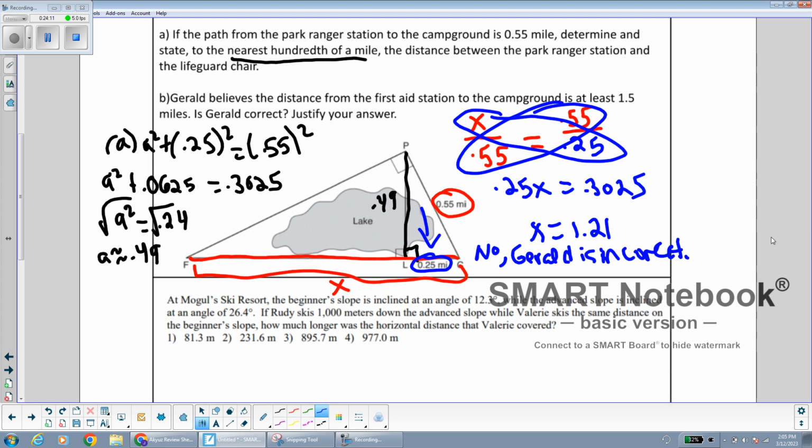No, Gerald is incorrect. If I wanted to explain it, which I don't have to, but if I wanted to, I could say the actual distance is only 1.21 miles. That is not 1.5 miles or greater than 1.5 miles. That is less than 1.5 miles.